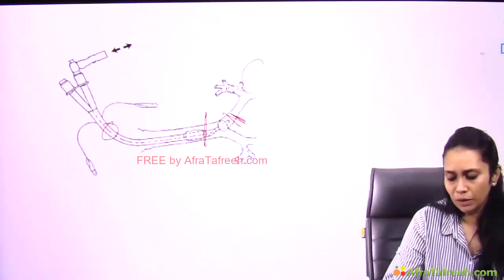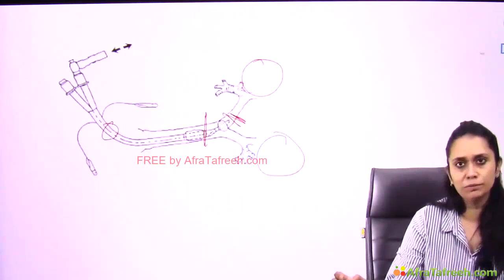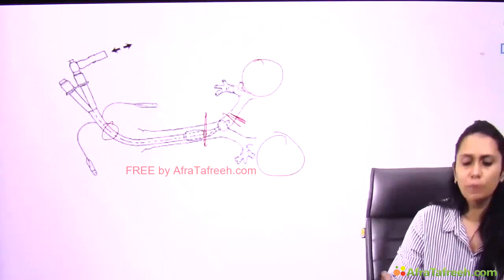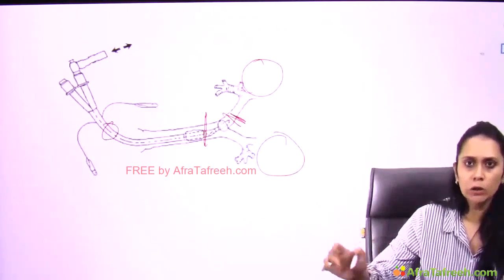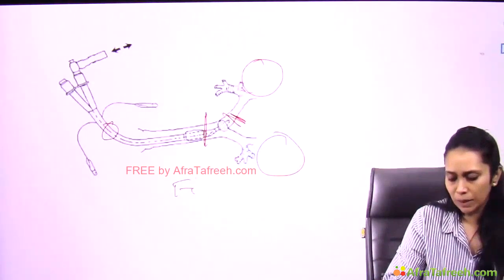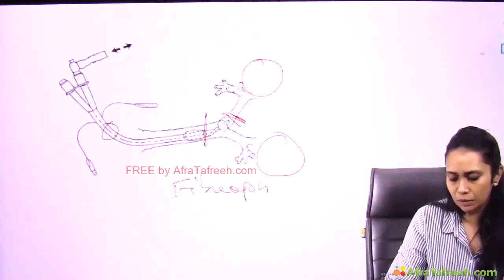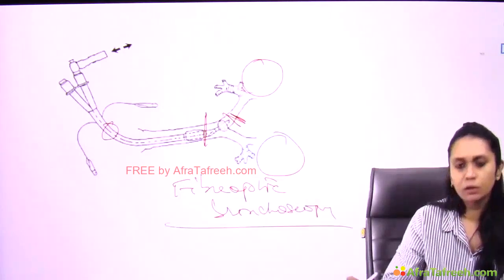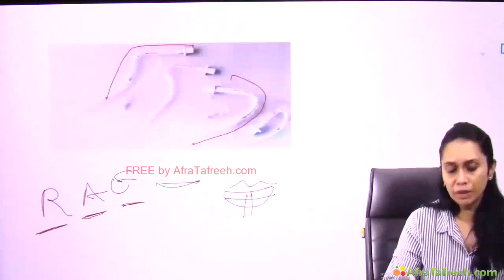When we want to separate one lung from another, we put this tube, and the right placement of this tube is always confirmed by fiber optic bronchoscopy. So the right placement is confirmed by fiber optic bronchoscopy, okay. This is RAE tube, we discussed about it.